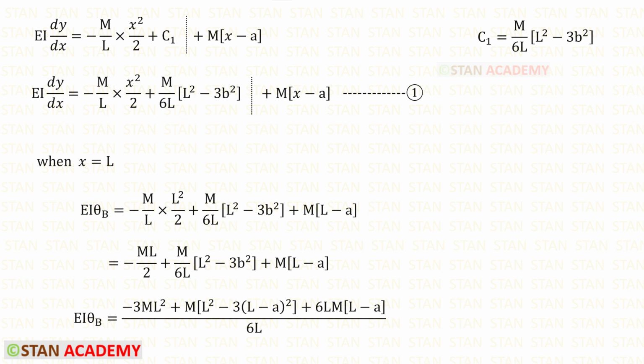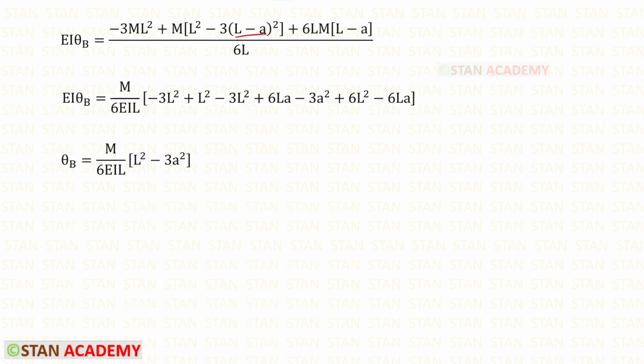Then we can take LCM. Let us keep 6L as the LCM. Instead of b, we can apply L minus a. Here we can use the formula (a minus b) the whole square. The formula is a square minus 2ab plus b square. Then we have to multiply with the minus 3 so that we will get this. Minus 3L square, minus 3L square plus 6L square. We can eliminate 6La minus 6La. L square minus 3a square is only remaining. So finally for theta B we will get this expression.